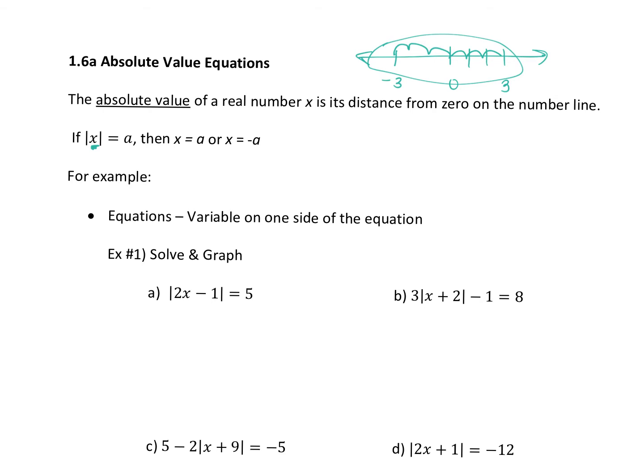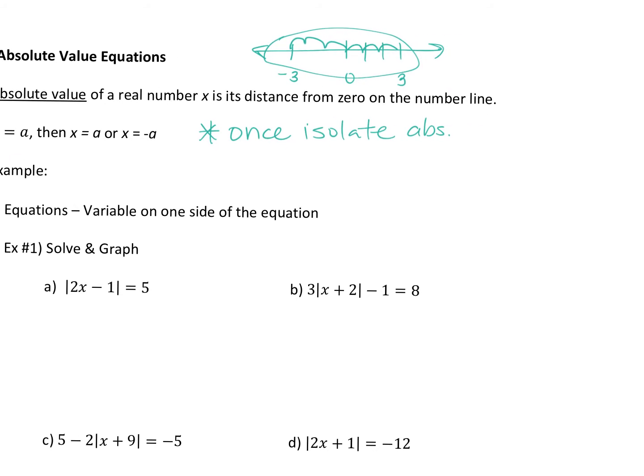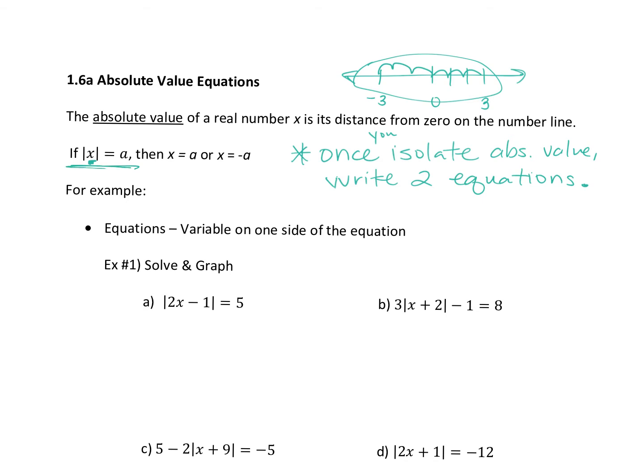So maybe write this down. Once you isolate absolute value, you are going to write two equations. And it's essentially this idea. If I know the absolute value of something equals a, then my x could be a or my x could be -a, and it will still equal a, a +a, when I plug it into the absolute value.